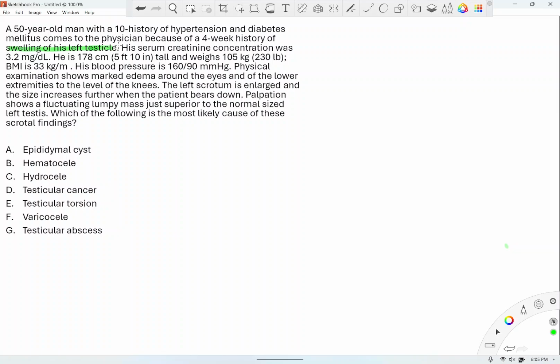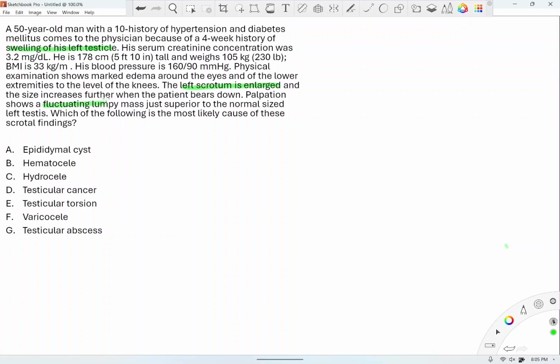His serum creatinine concentration was 3.2, so some kidney issues. He is 5'10", weighs this much. He's obese. His blood pressure is high. Physical examination shows marked edema around the eyes and of the lower extremities to the level of the knees. The left scrotum is enlarged, and the size increases further when the patient bears down. Palpation shows a fluctuating mass. Fluctuating means full of fluid or something.